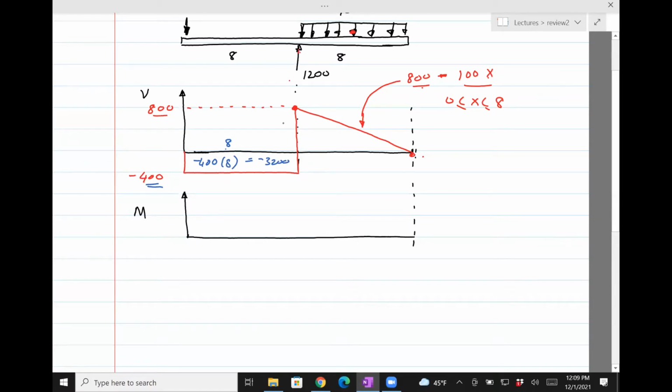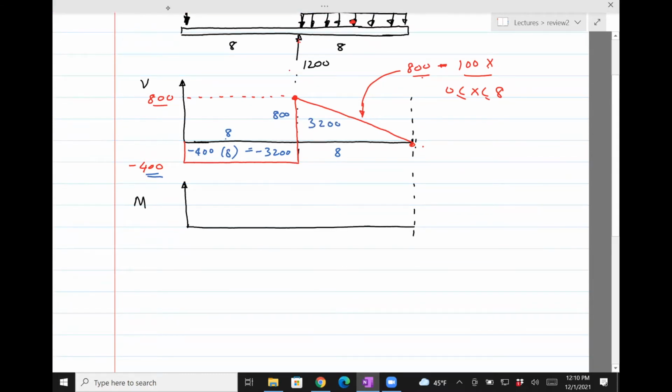And then this is a triangle, so height is 800, the base is 8. So that is half base times height. That'll also be 3,200.